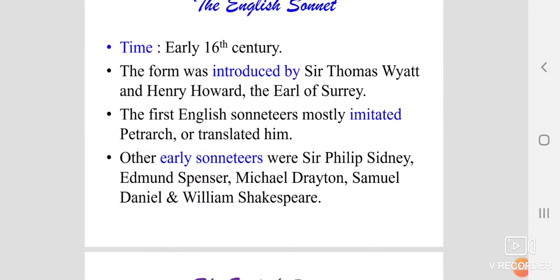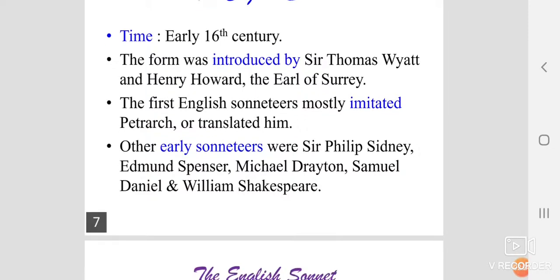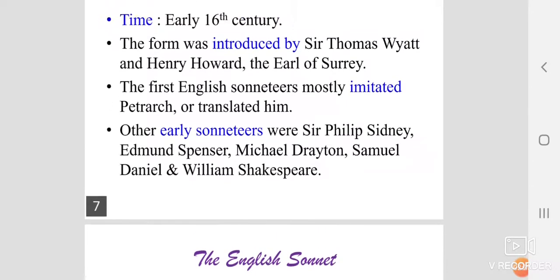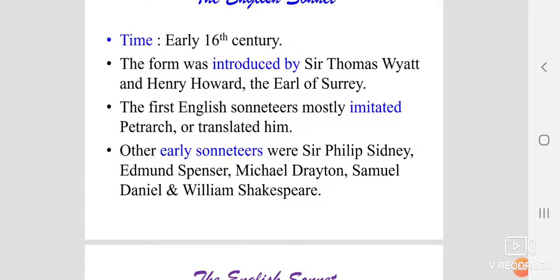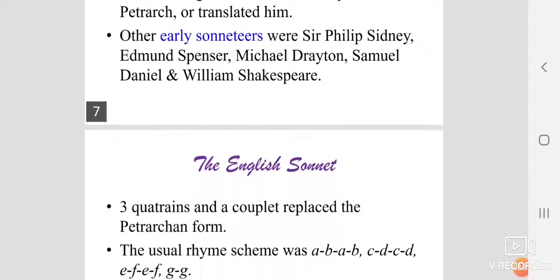The first English sonnetiers were mere imitators, but there were great sonnetiers like Philip Sidney, Edmund Spenser, Michael Drayton, Samuel Daniel, and William Shakespeare among the early Englishmen who practiced writing sonnets.